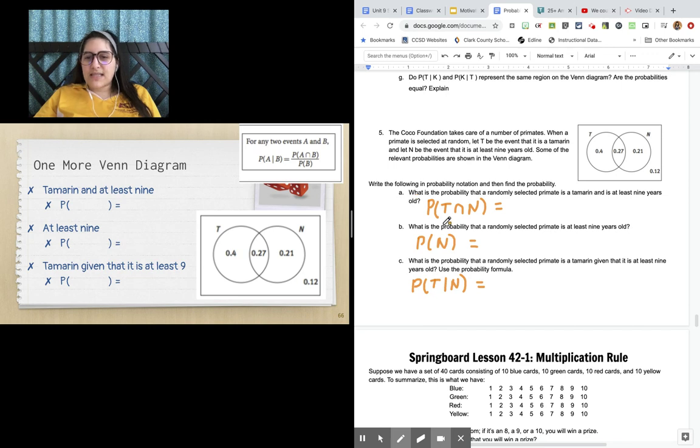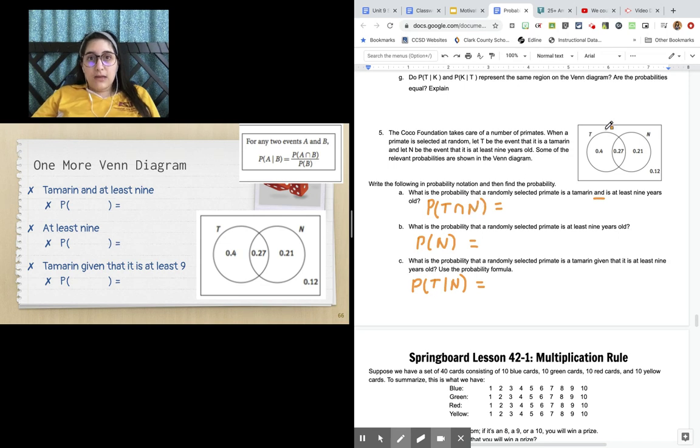So part A says, and in this problem, we're dealing with this whole box as monkeys, like types of primates or a number of primates. T represents a tamarin monkey, and then N is the event that the primate is at least 9 years old. Okay. So the very first part here, part A, says, what's the probability that a randomly selected primate is a tamarin and is at least 9 years old? So the probability notation is T and N.